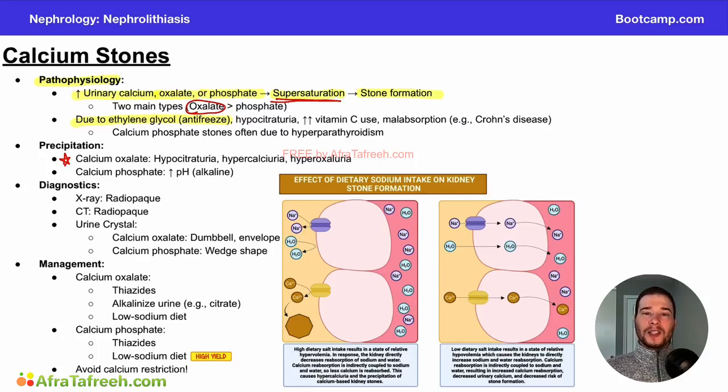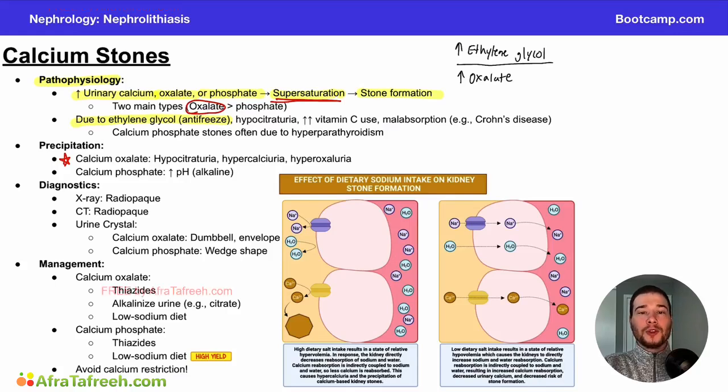The classic findings for this condition are going to include things like a sweet smelling breath, altered mental status, and potentially our calcium oxalate stones. And so ultimately the overall principle here is that ingesting ethylene glycol increases the amount of oxalate that's in our body and ultimately our urine, thus increases the amount that is available to create kidney stones.